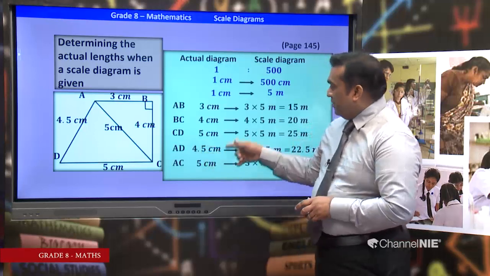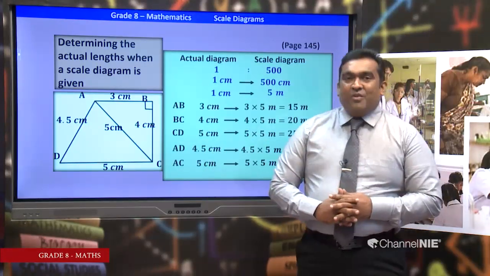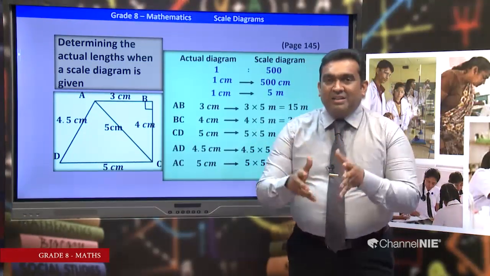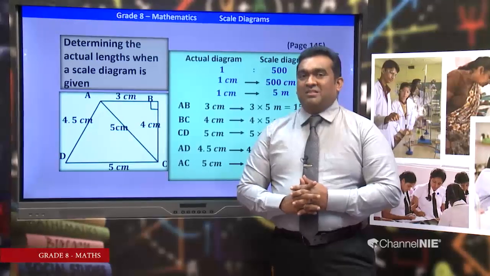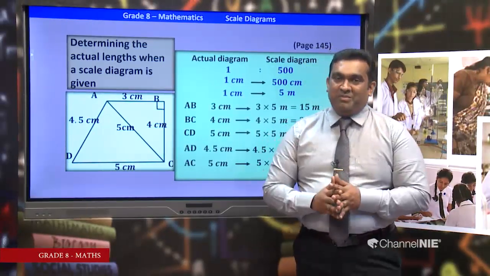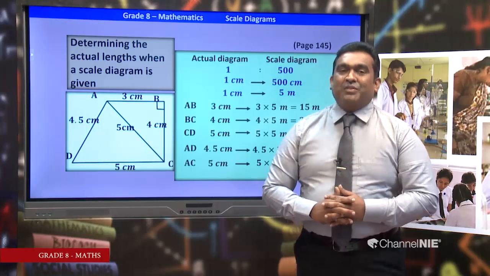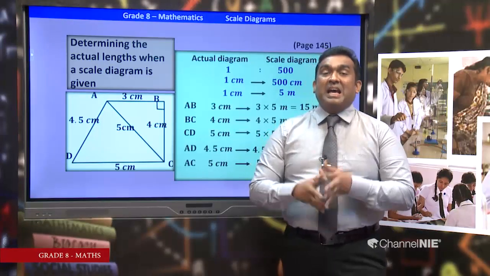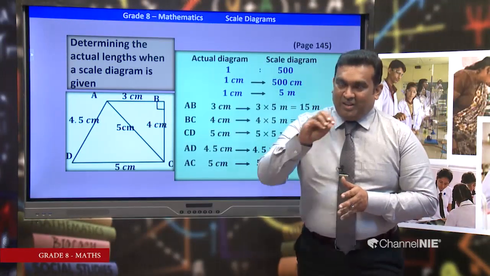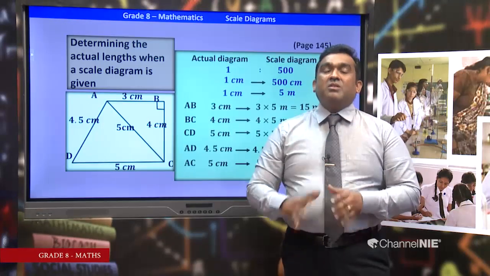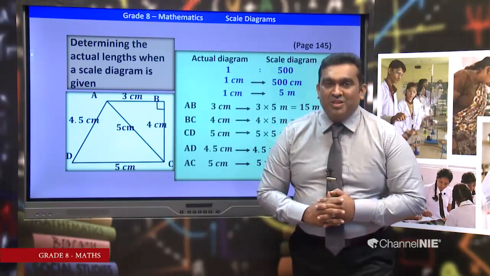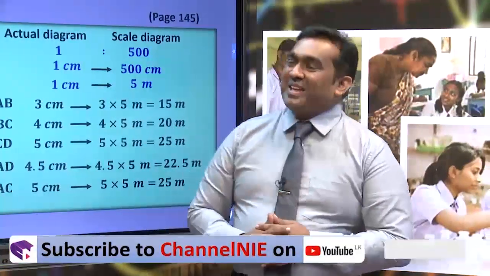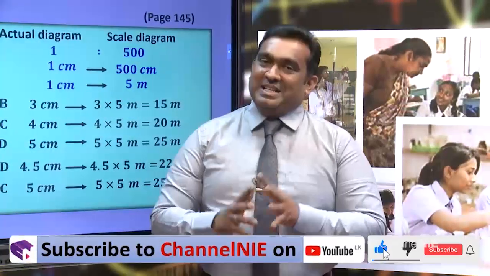I stop the lesson from this question. We discussed about scale diagrams. A diagram drawn on a scale is called a scale diagram. As you know, there are 3 ways of expressing a scale: as a description, as a ratio, and as a relation. Ratio concepts are very, very important when solving problems based on ratio. My kids, today we discussed a very important lesson.